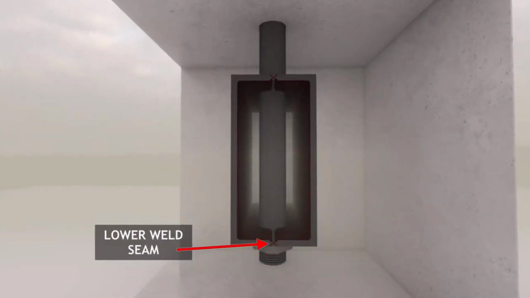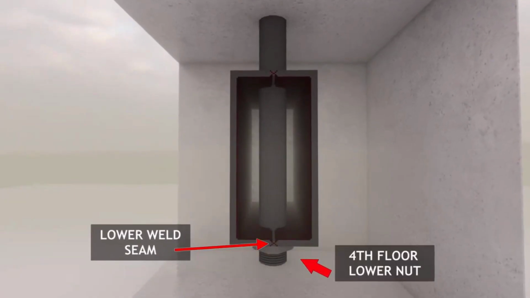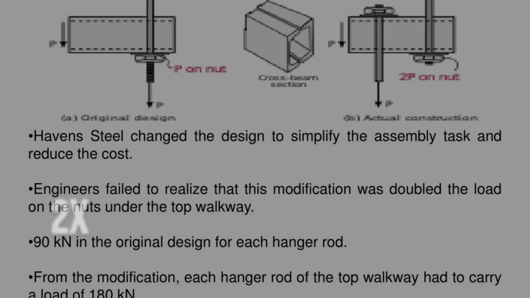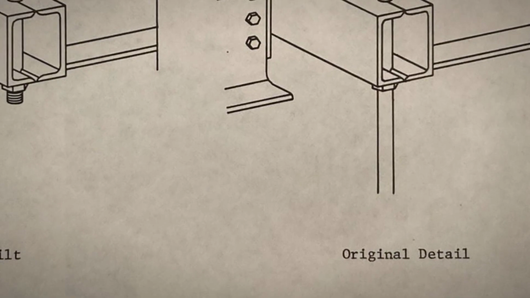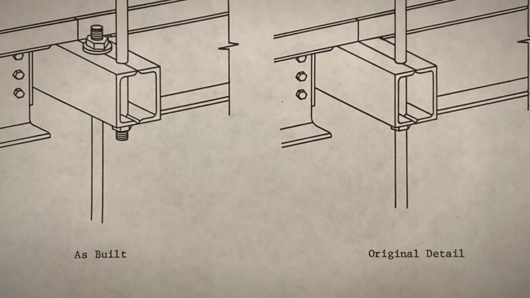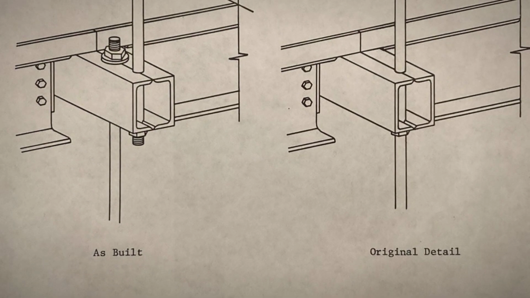To understand what changed, imagine the forces as simple numbers. Suppose each walkway, fully loaded, contributed 50 kilonewtons to its connection. In the original design, the fourth-floor beam only saw the load from its own walkway, 50 kilonewtons, because the rod continued through, and the upper walkway's weight passed directly to the ceiling.